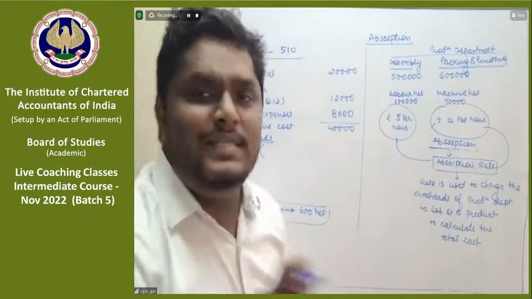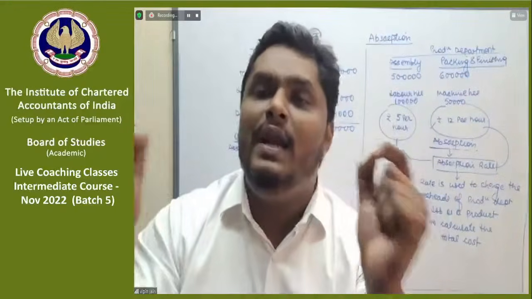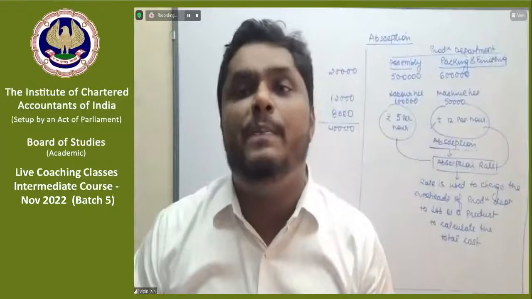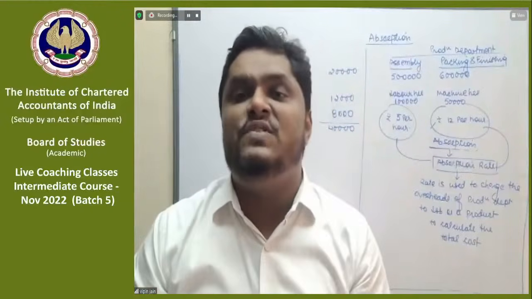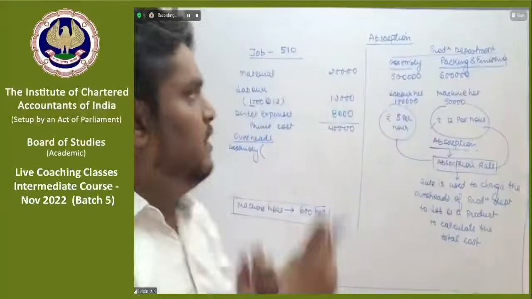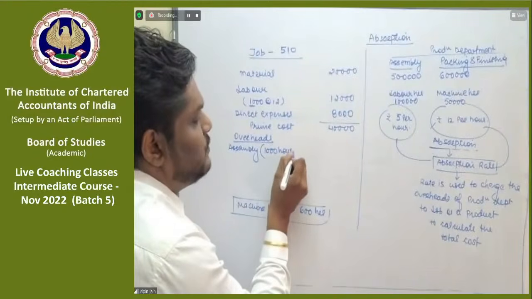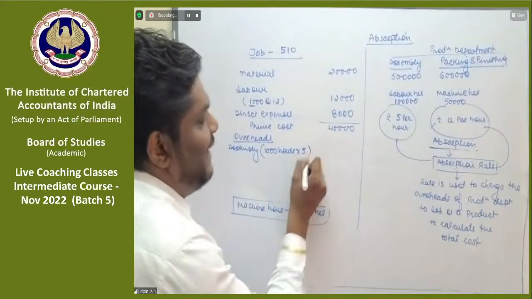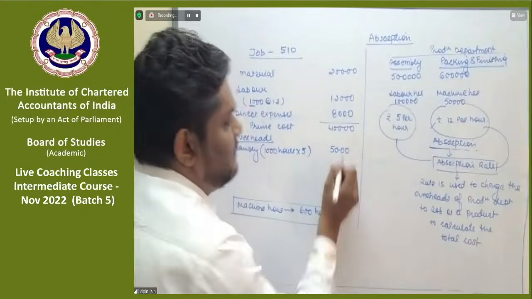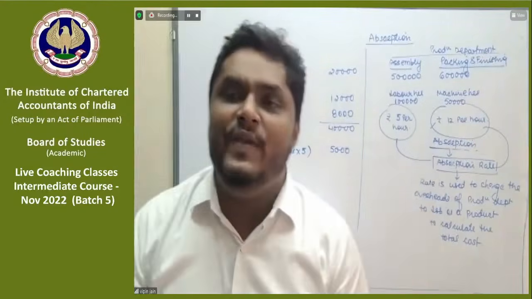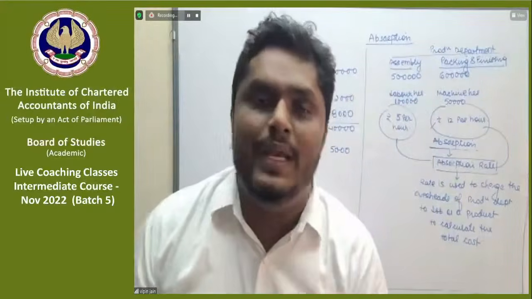Now the rate per hour is how much? Rupees 5 per hour, 5 per labor hour. It means that for every labor hour, we have incurred an expense of 5 rupees. I repeat again, for every hour our expenditure is rupees 5 for this production department. So in this job we have worked for 1000 hours. It means the total amount spent on this job for the assembly production department is how much? 5,000.